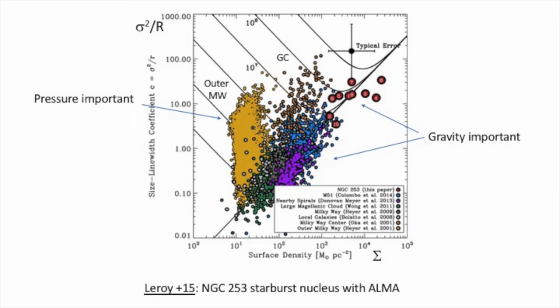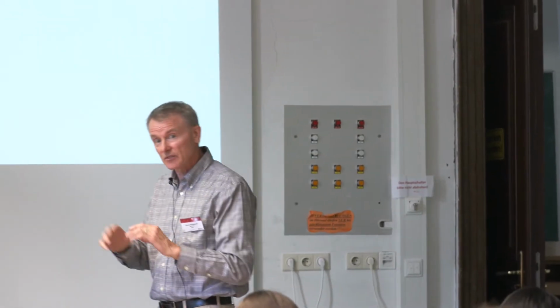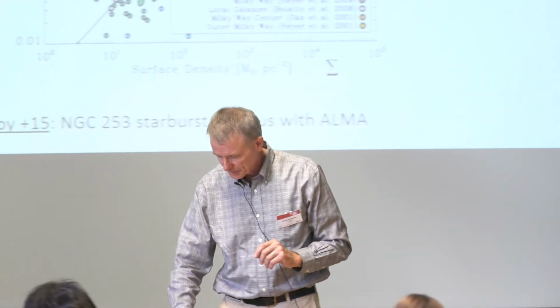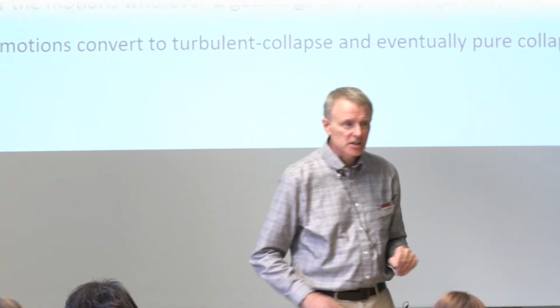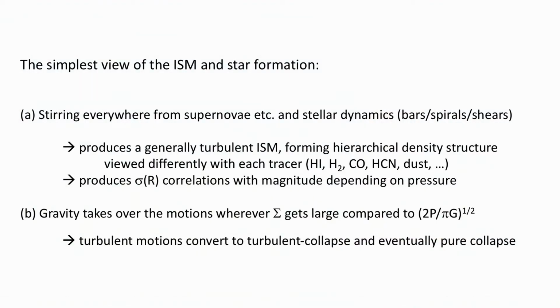So what causes a size-line-width relation? It's a mixture. Sometimes it's the virial theorem, sometimes it's turbulence, sometimes it's a selection effect. So the simplest view, here's what you tell your mother when you go home, of the interstellar medium and star formation. There's stirring everywhere from explosions and stellar dynamics. Produces a generally turbulent ISM, forming a hierarchical density structure, which can be viewed differently with every tracer you happen to look at. Dust, or CO, or HI, dense HCN.